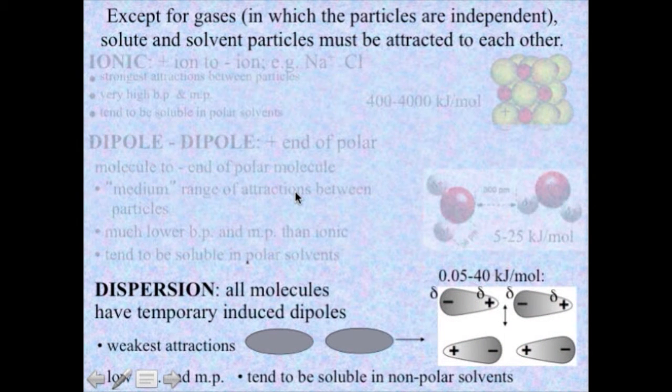Finally, you have the weakest type of interparticle attractions, dispersion forces. All molecules have these, but they're not important when you have dipole-dipole and ionic attractions because those are much stronger. Substances held together by dispersion forces have a low boiling point and melting point, and they tend to be soluble in non-polar solvents.